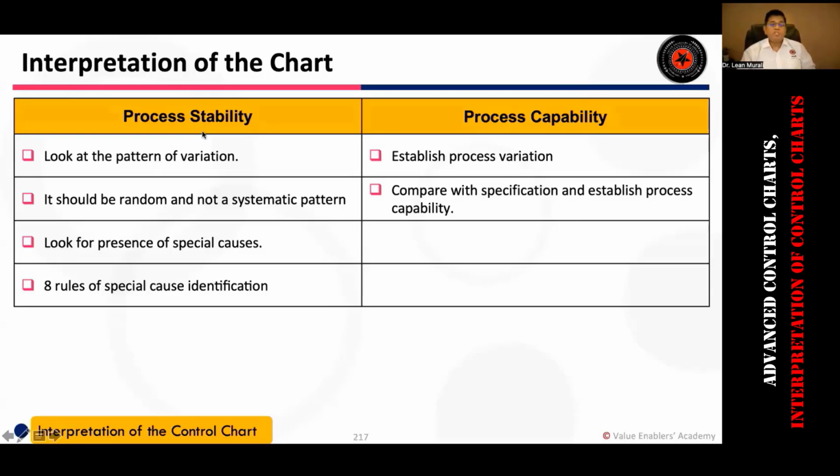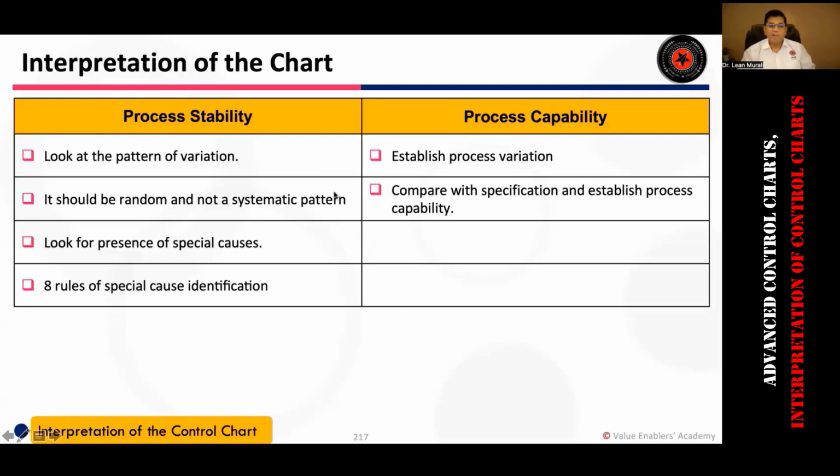So process stability, you should look for patterns of variation. It should be random and not a systematic pattern. That is where we'll go to the depth of different types of patterns. You should look for the presence of special causes, and I will share with you the 8 rules of special cause. All of you type 8R in the chat box. Let me share with you the 8 rules. I'll share with you the 8 rules now.